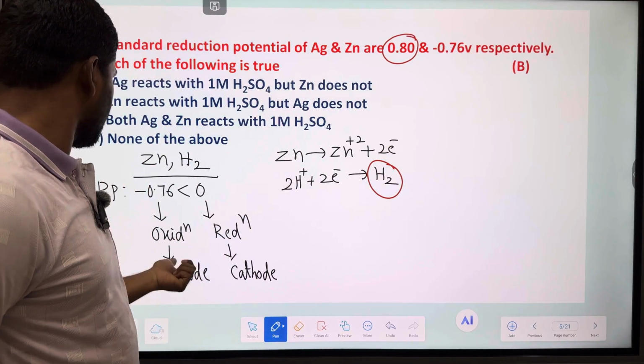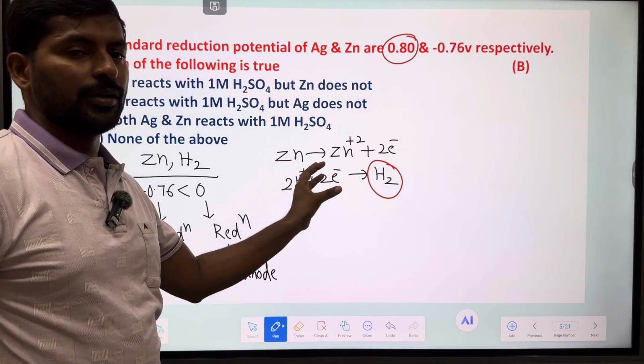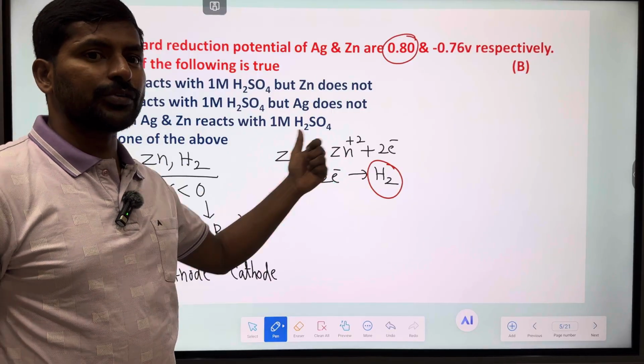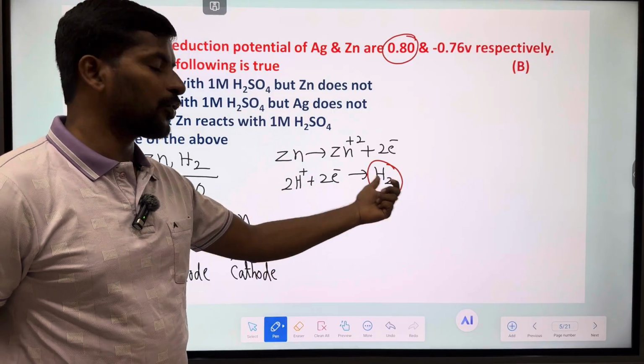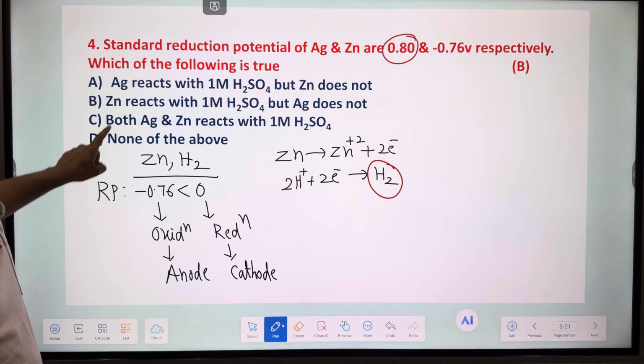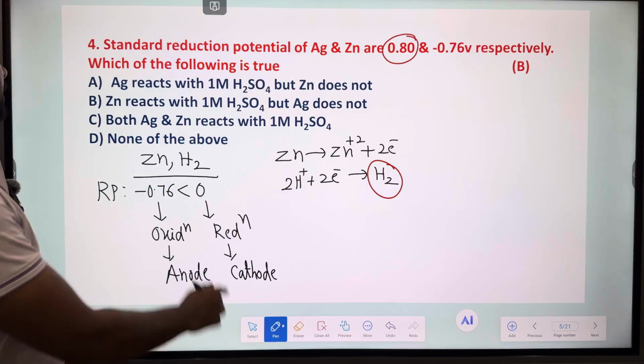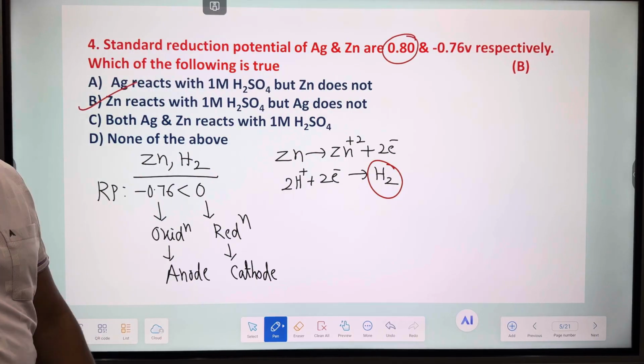But can zinc react or not? Yes. When you place a zinc electrode in sulfuric acid, zinc undergoes oxidation and hydrogen ions undergo reduction. Is that possible or not? Yes, that is possible. So the second option is correct. Zinc reacts with 1 M H2SO4, but silver doesn't. So option B is correct.